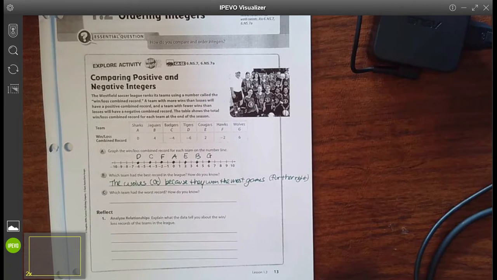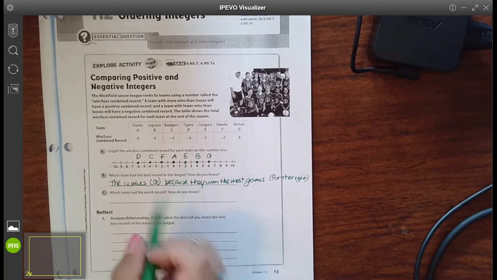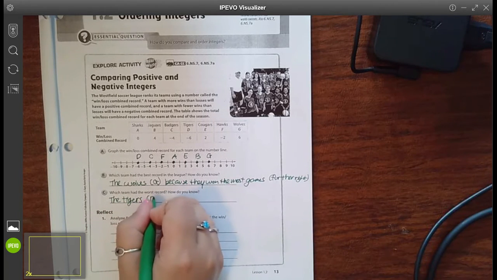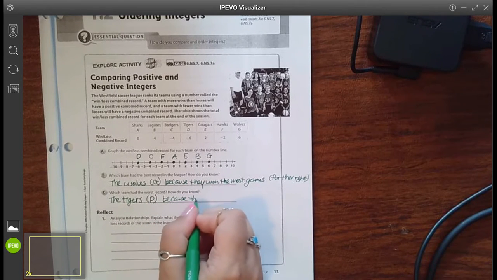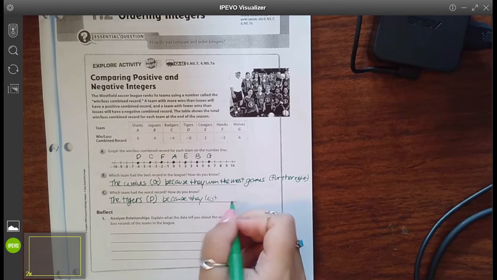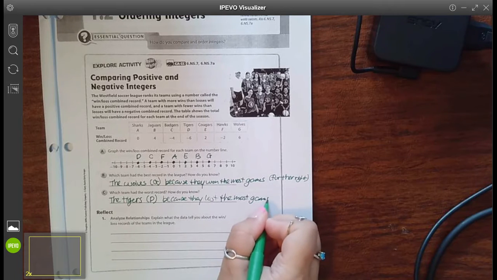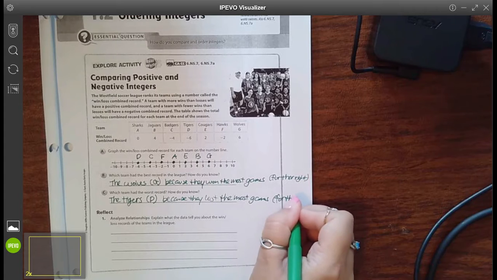Okay. Then for our next one, it says, which team had the worst record? How do you know? Well, the worst record would mean they lost the most. It would be in the negative. So the furthest negative is negative 6, which is D for Tigers. So the Tigers, D, had the worst record because they lost the most games. And I knew that quickly by looking because they were the furthest left.